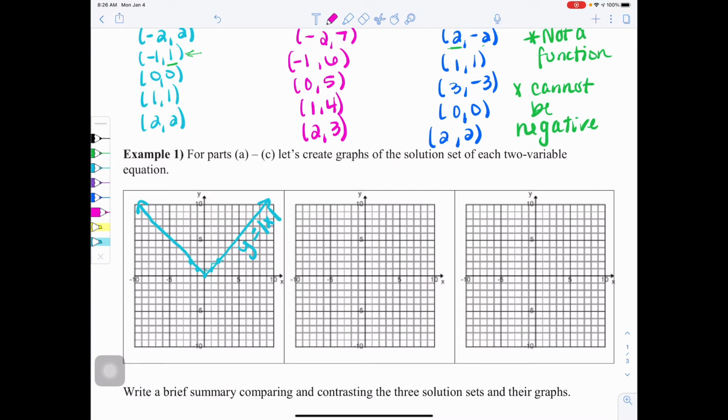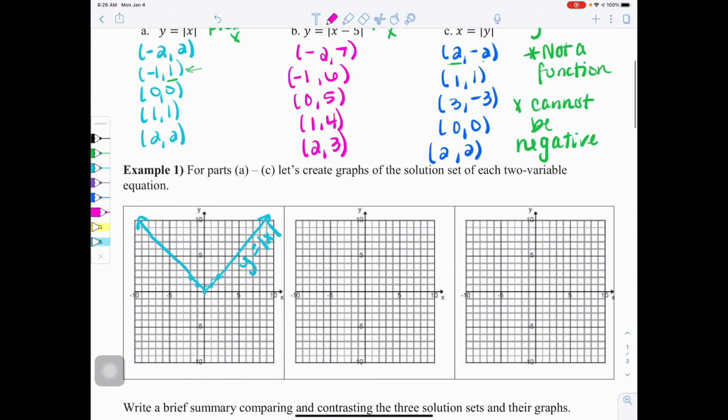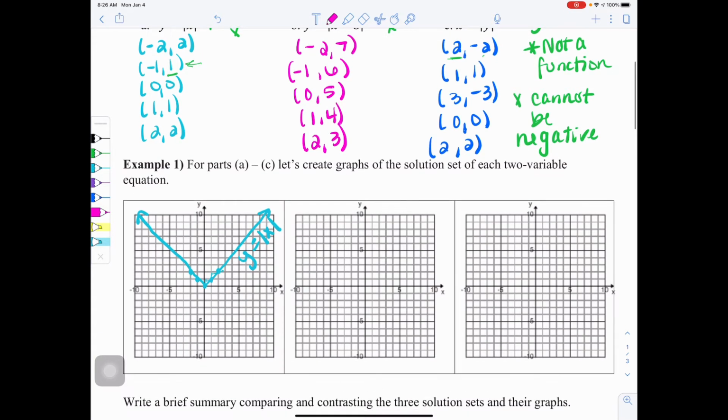We are going to graph y equals the absolute value of x minus 5, which we have coordinates up above we can use. -2, 7, -1, 6, 0, 5, 1, 4, 2, 3. It looks like a line. So let's go back to our graphing calculator and take a look.